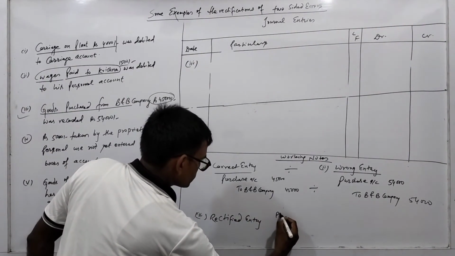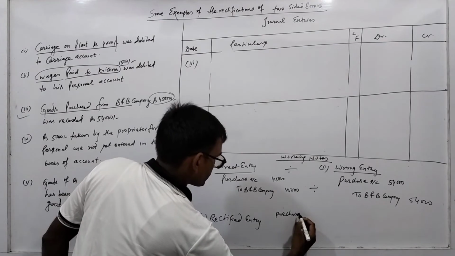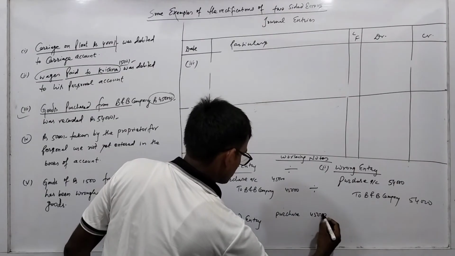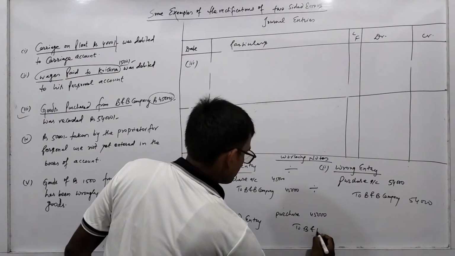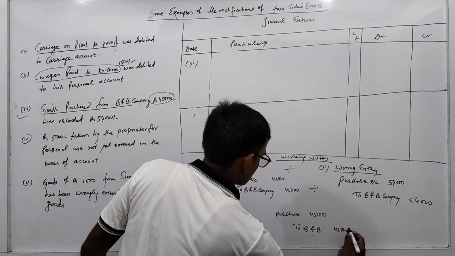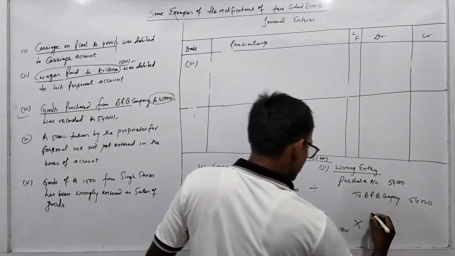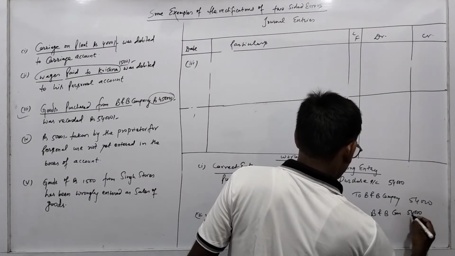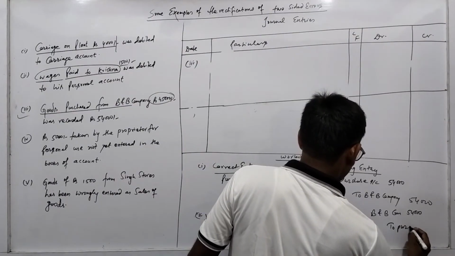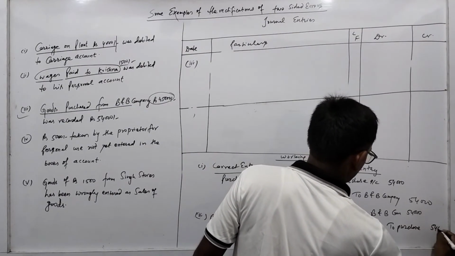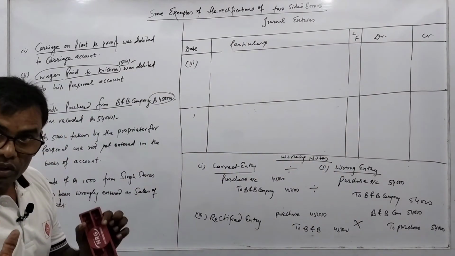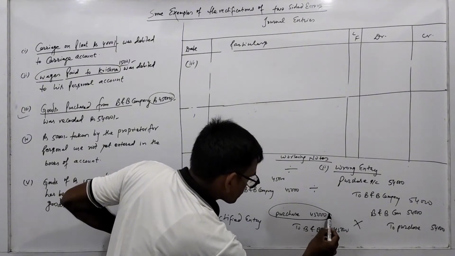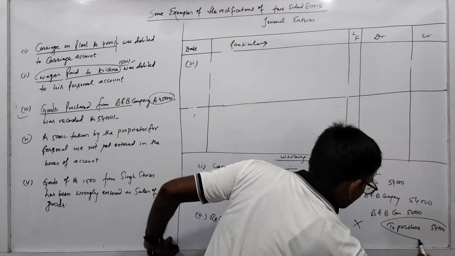Now, purchase 45,000 to B and B 45,000. Into that, it will be sent off: B and B company 54,000 to purchase account 54,000. Clear? So now see that purchase account is debit 54,000. Here purchase account credit 54,000.